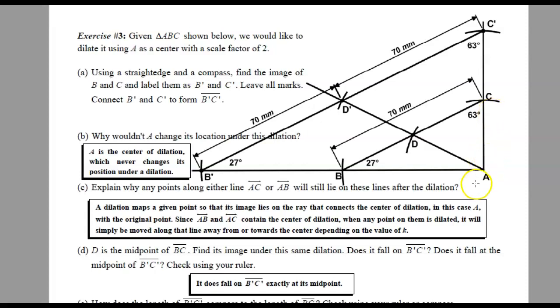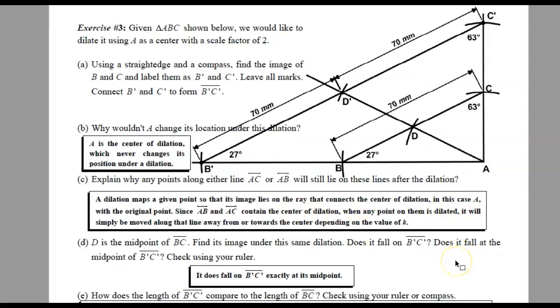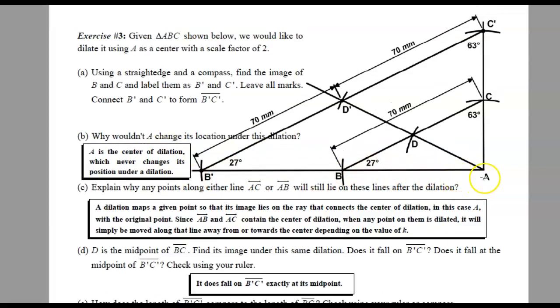We have an original path, we're going to move along that path either out or in toward the center. Now you can paraphrase that however you like, but that is the summary of why those lines will still fall on that same infinite line. And that's how I started it, right? I extended that line AB out because I knew that B prime was going to be somewhere on that extension. And the same thing with AC, point C prime had to be somewhere on that extension.